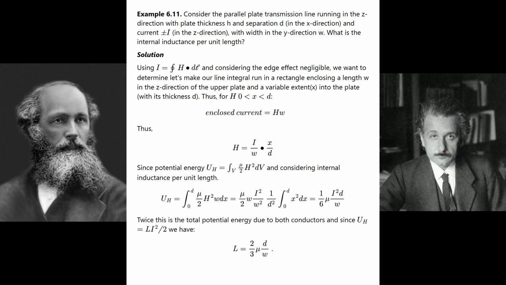Since potential energy U_H equals the integral over V of mu over 2 H squared dV, and considering internal inductance per unit length, [equation]. Twice this is the total potential energy due to both conductors, and since U_H equals L I squared divided by 2, we have [equation].